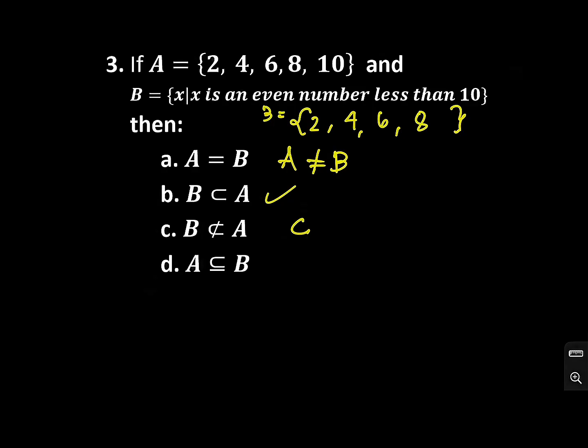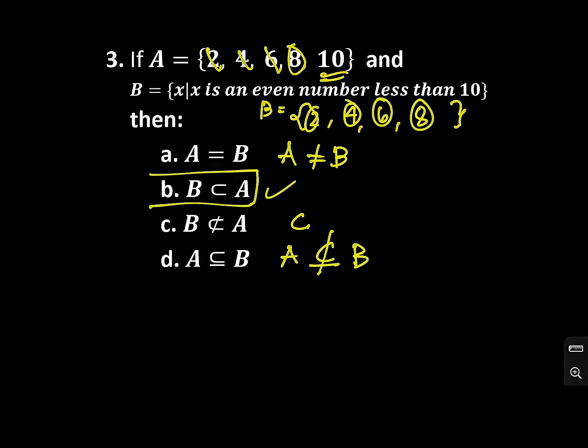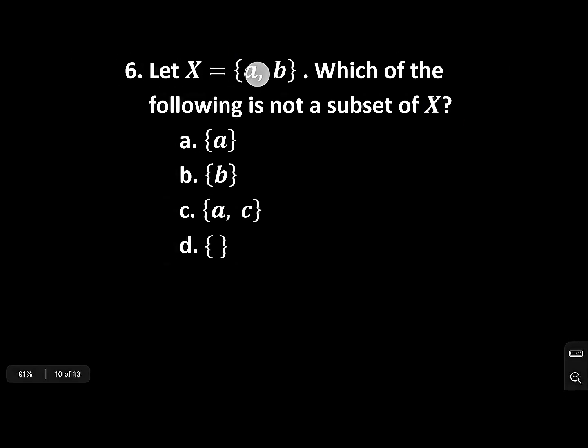And letter C, set B is not a proper subset of A, then it's false because it's already a proper subset. And letter D, A is a subset of B. It's also a false statement. The correct answer here is letter B.